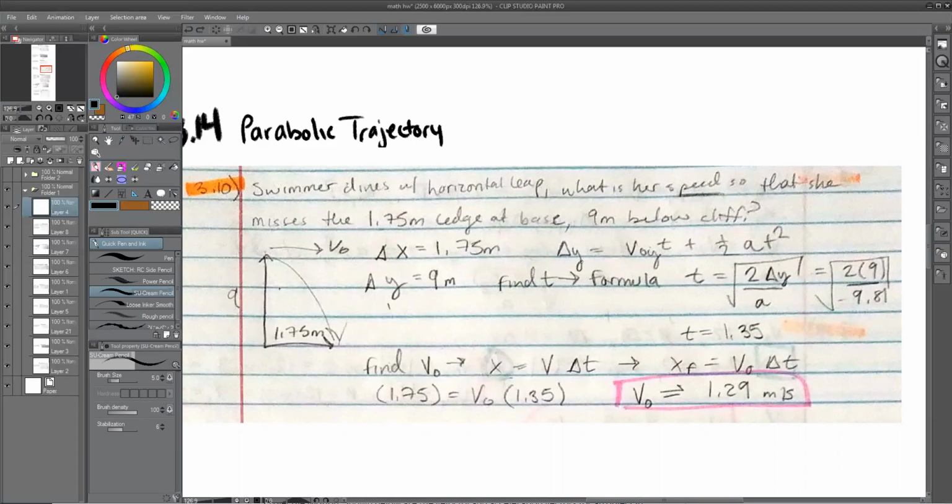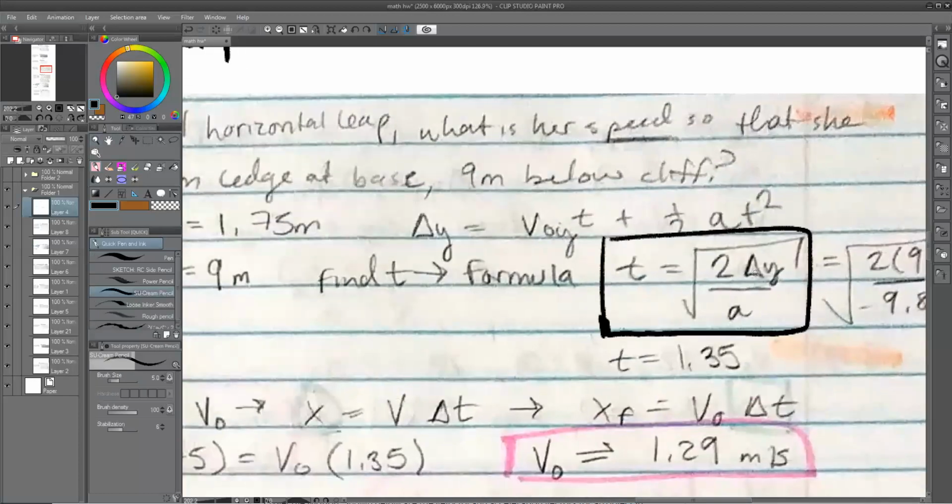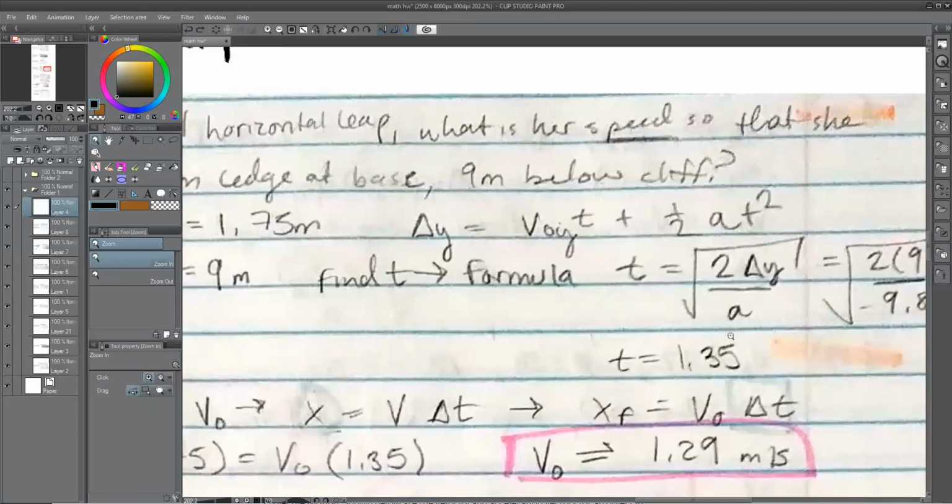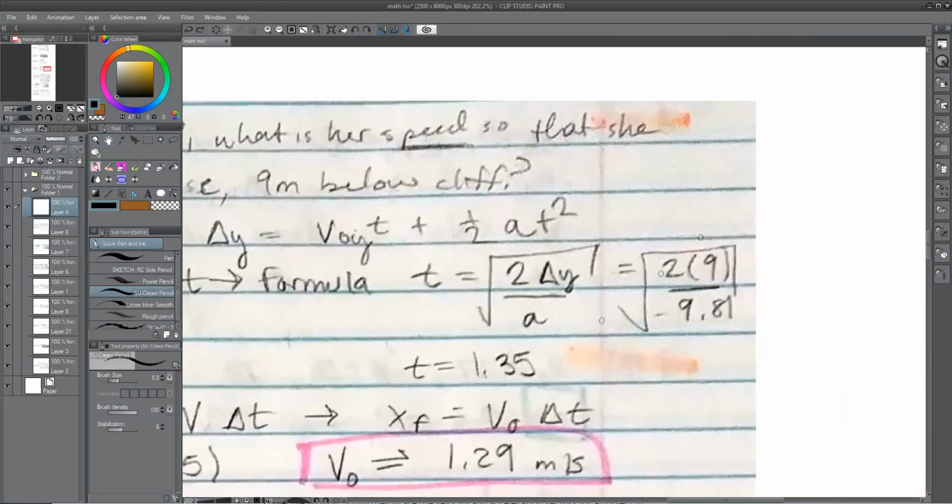Thankfully, I have a formula that I can use, which is this formula right here, which is derived from other formulas. It basically says that your t is equal to the square root of 2 times the change in y over acceleration. This would be acceleration on the y-axis, so this would be negative gravity. So I plug in my value for the change in y.